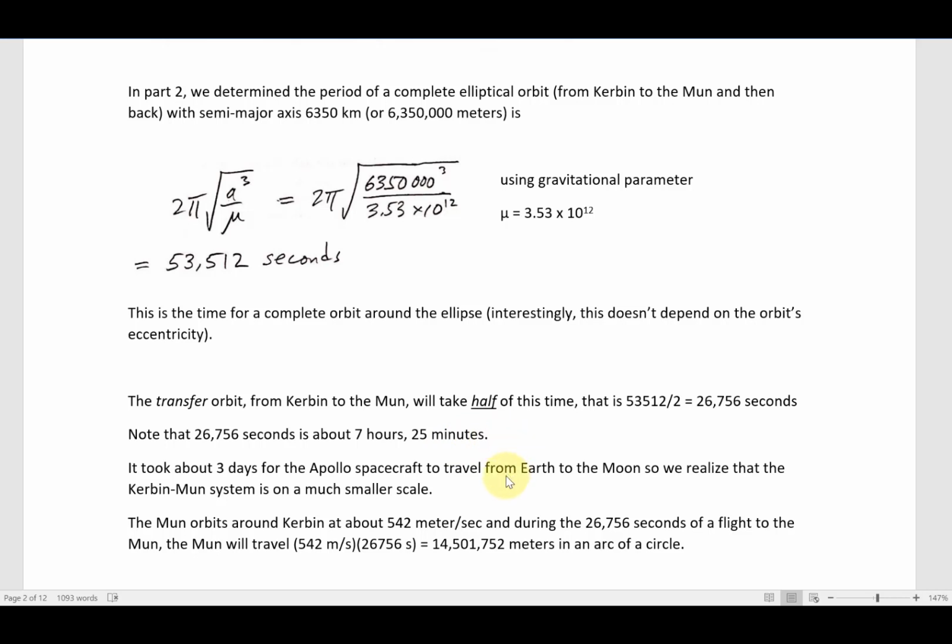It took about 3 days for the Apollo spacecraft to travel from the Earth to the Moon. So we realize that the Kerbal Mun system is on a much smaller scale.